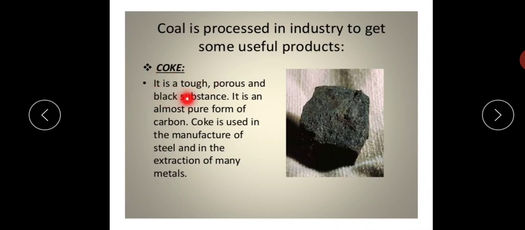Coke. It is a tough, porous, and black substance. It is an almost pure form of carbon. So carbon, when you are seeing it in a crystal form, it is nothing but coal, we can say. Coke is used in the manufacture of steel and in the extraction of many metals. So in this, the coke is used, and it is also one of the coals which is found.